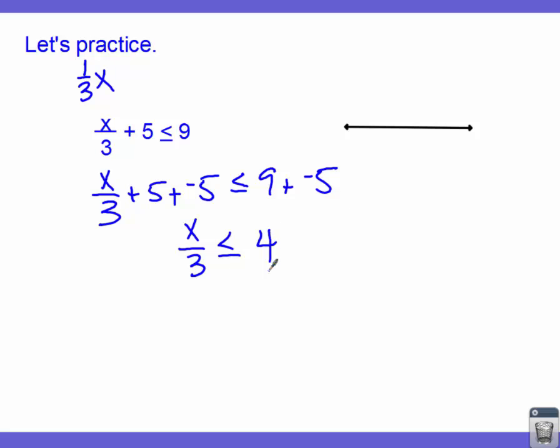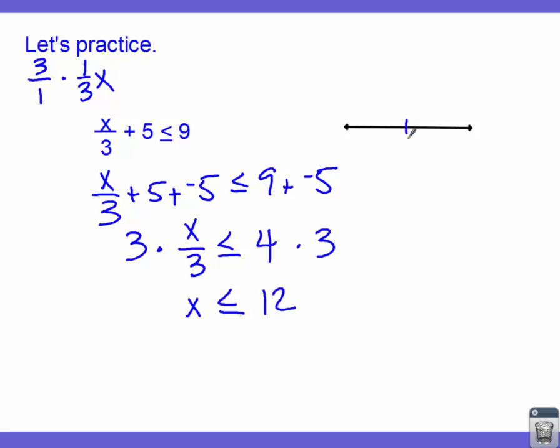Okay, so now, how do I get rid of this divide by 3? We do a multiply by 3. Or how would I get rid of this multiply by 1/3? You do a multiply by its reciprocal, which is also 3. So if I multiply this side by 3, I multiply this side by 3. And we look, is this coefficient, this number with our variable, negative? No, it's not. So our inequality does not flip. And we end up with x is less than or equal to 12.